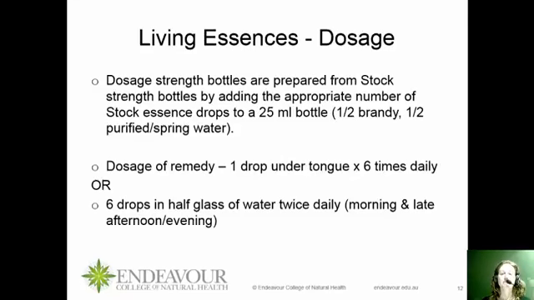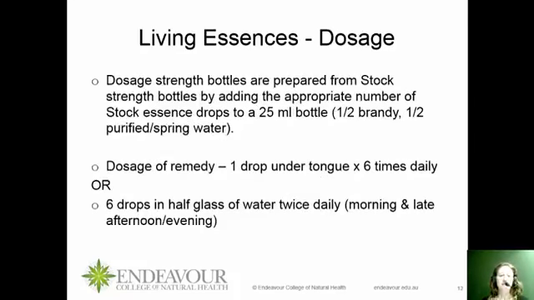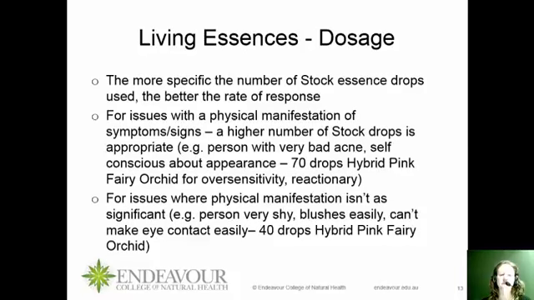How many drops you use from the stock bottle into the dosage bottle will depend on how the person is presenting. So their idea is, for the more physical aspects of flower essence healing, you need a greater number of drops from the stock bottle. So they give the example of acne as a physical representation of the emotional imbalance, and they would use 70 drops from the stock bottle into the dosage bottle, and then prescribe the dose 6 times a day, or 6 drops twice daily.